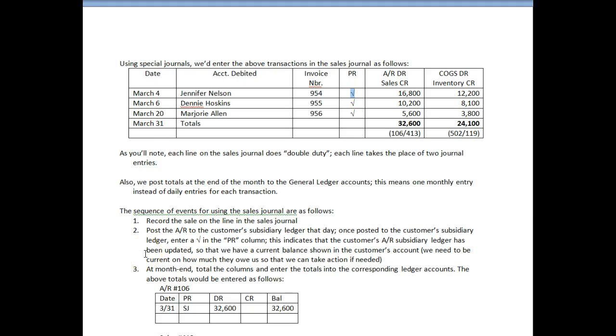So we've done that on a daily basis, continuing to record our sales, posting to the customer's subsidiary ledger. Then we get to month end, down here on number 3. At month end, we're going to total the columns.